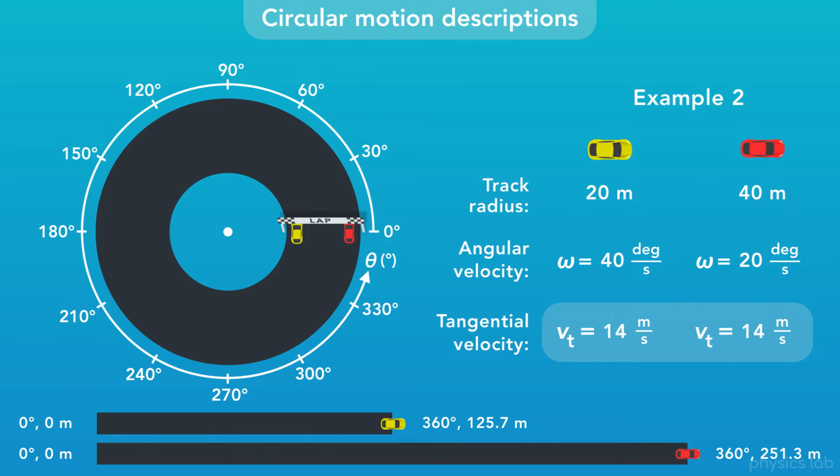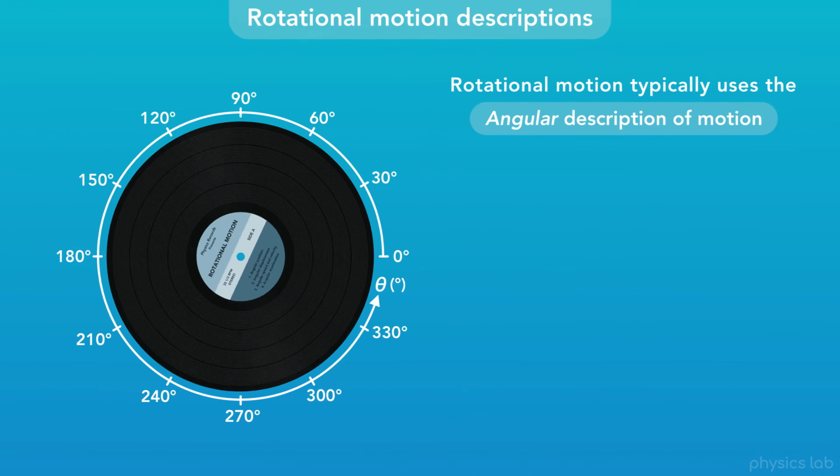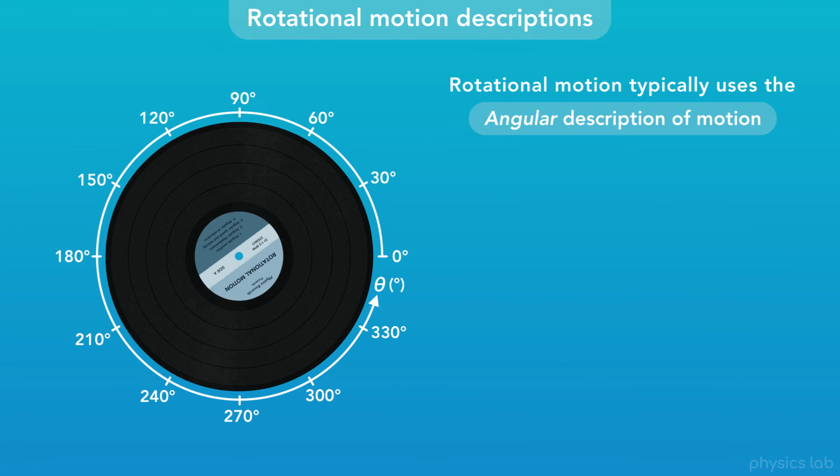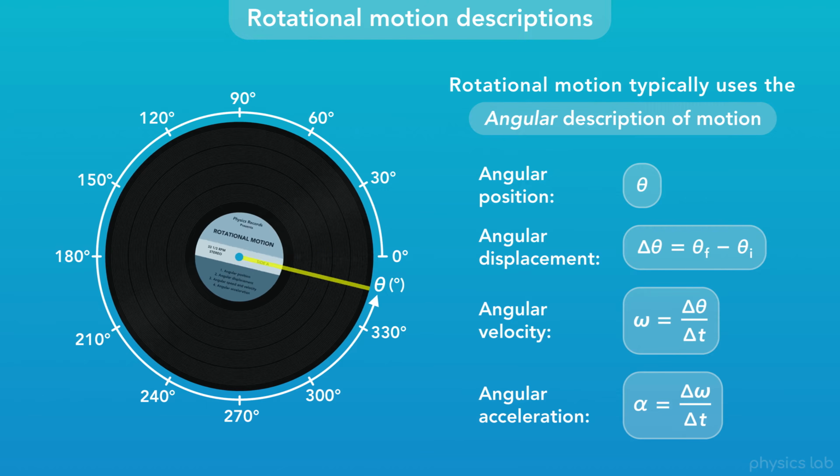So those are some of the ways we can describe circular motion. Now, let's move on to rotational motion descriptions. Rotational motion typically uses the angular description of motion, like we did in the rotational motion video. With the angular description, we're placing an imaginary line on the object and watching how the angle of that line changes over time. These are the variables and equations that we use for the angular description of motion, and the units represent angles.